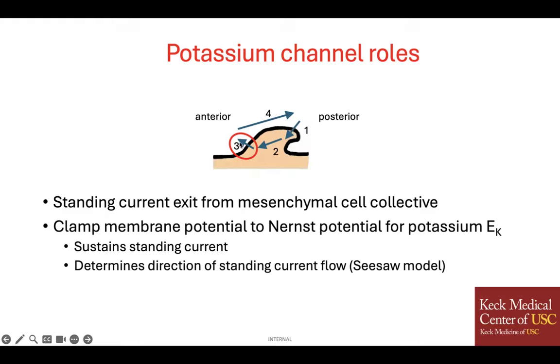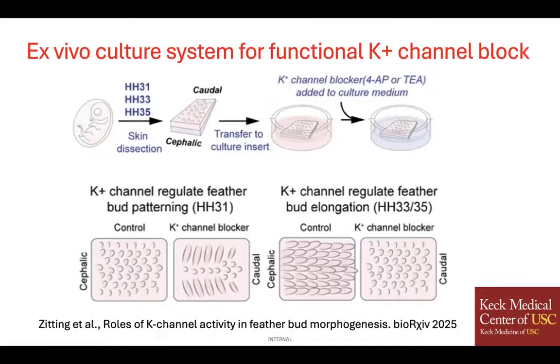Okay, if you imagine that there is a way to fix the membrane potential in certain locations, you could also imagine that you can change the direction of current flow, because you can fix one part of it to a very negative value. This is called the seesaw model. I'll get to that in more detail in a moment.